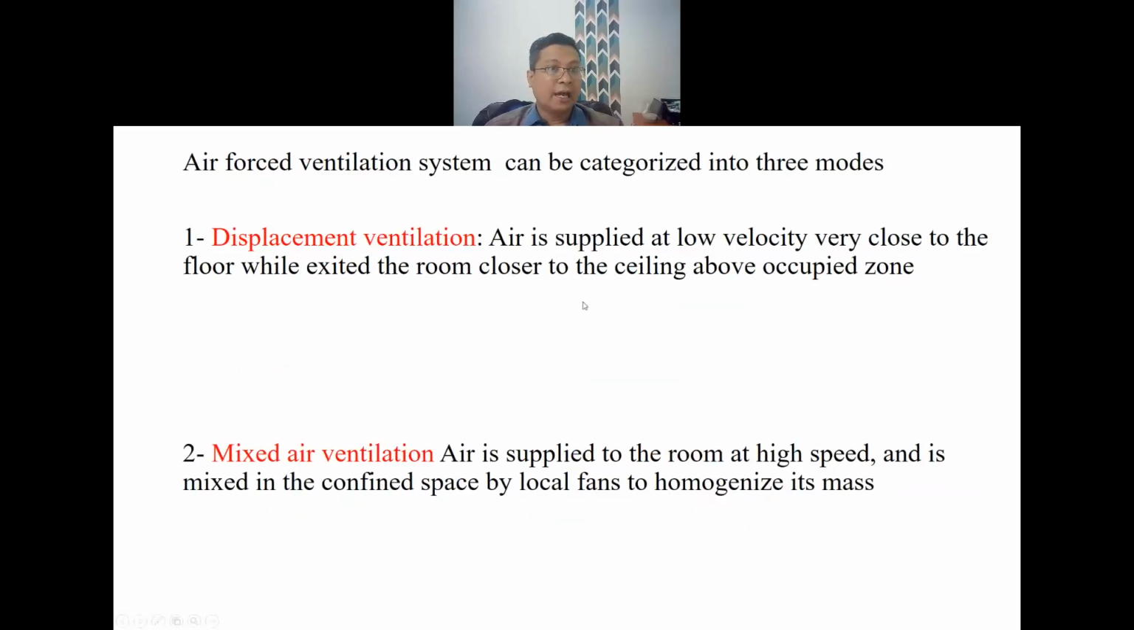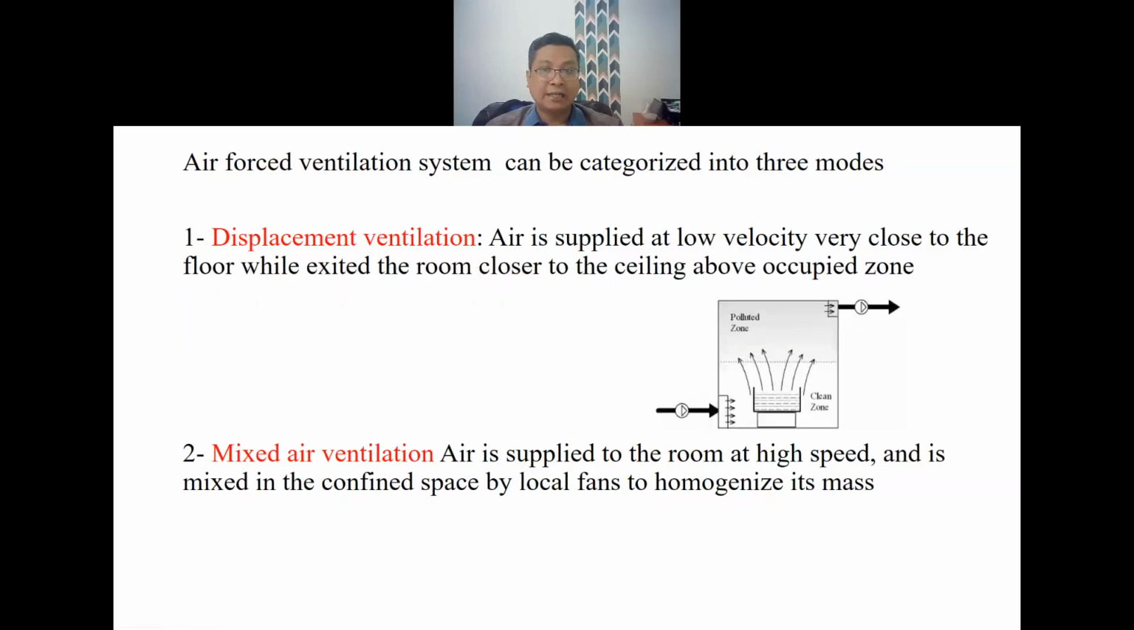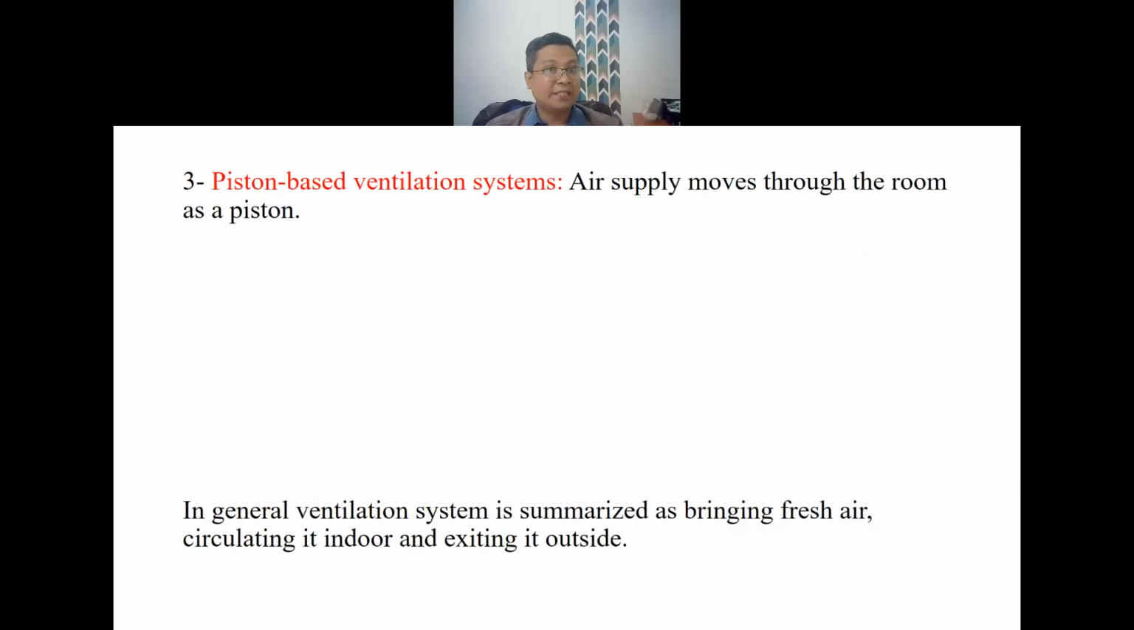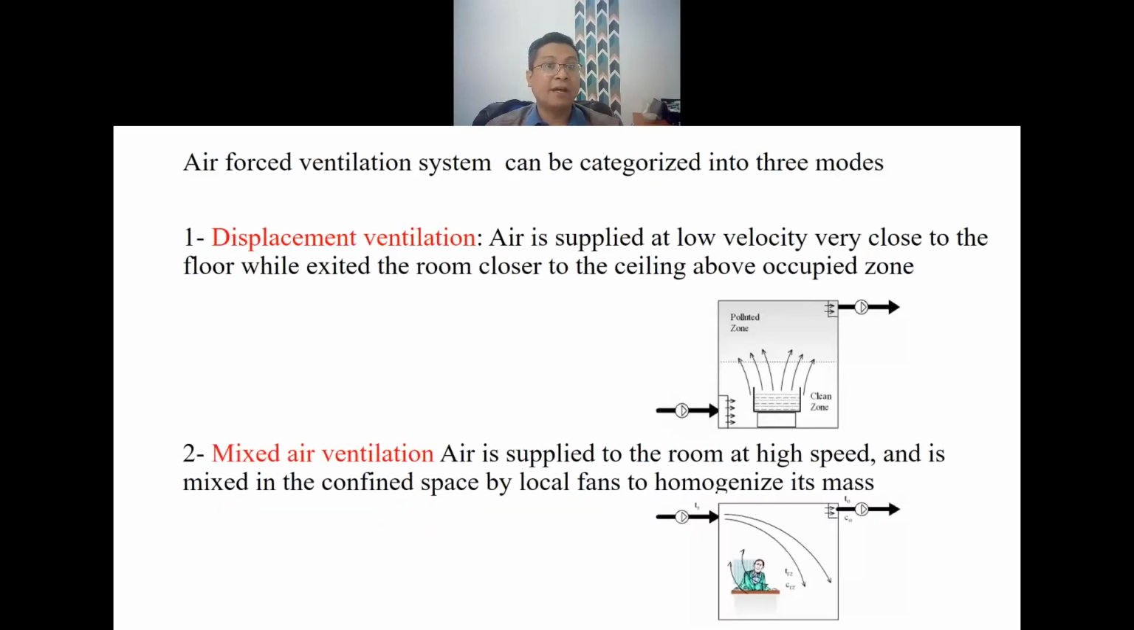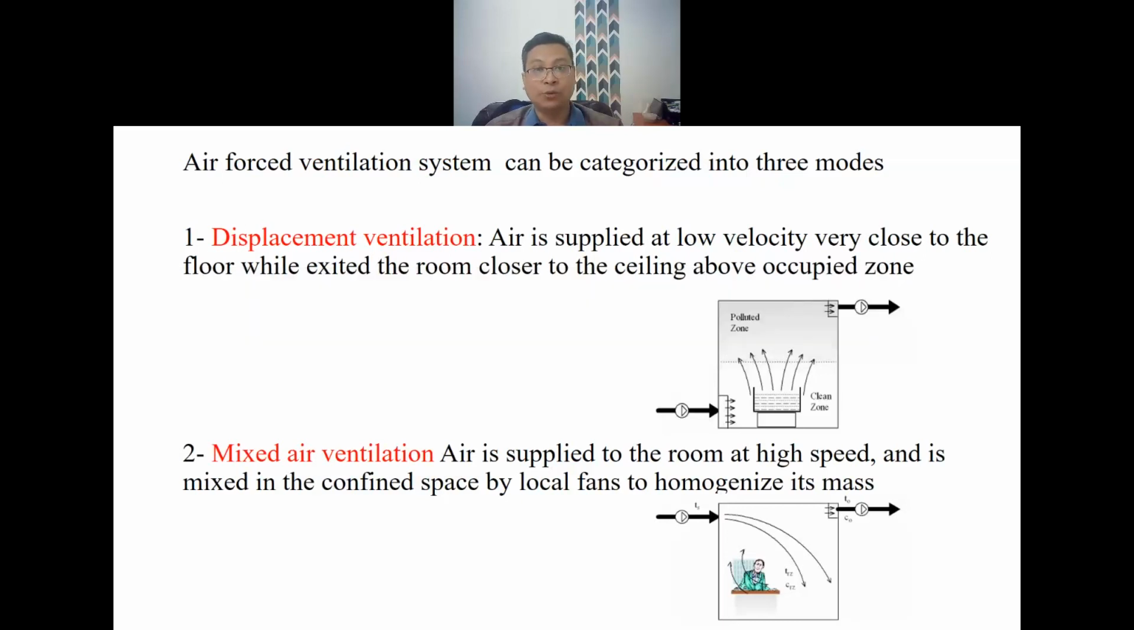Okay, forced air ventilation systems can be categorized into three modes. The first one is displacement ventilation, then mixed air ventilation, and then the piston-based ventilation system. Okay, we will touch first on displacement ventilation. So what is displacement ventilation? Air is supplied at a low velocity, very close to the floor, while exiting the room closer to the ceiling above the occupied zone.